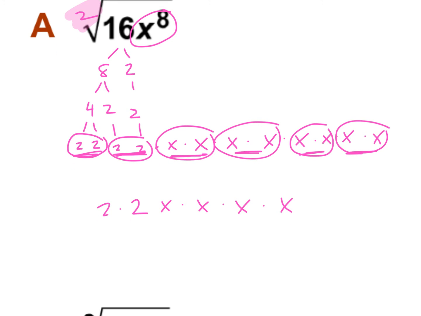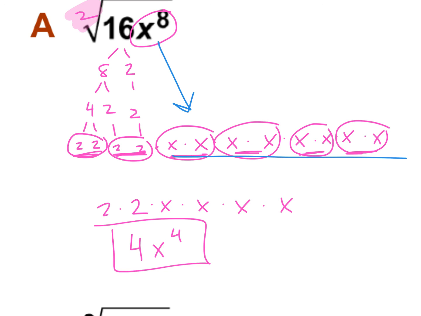And we just multiply everything together. So what's 2 times 2? 4. And how many x's do we have? 4. How do we write that? x to the 4th power. So that's our answer. All the x's came from x to the 8th power. So this is like saying 8 x's, so I just wrote out all the 8 x's.